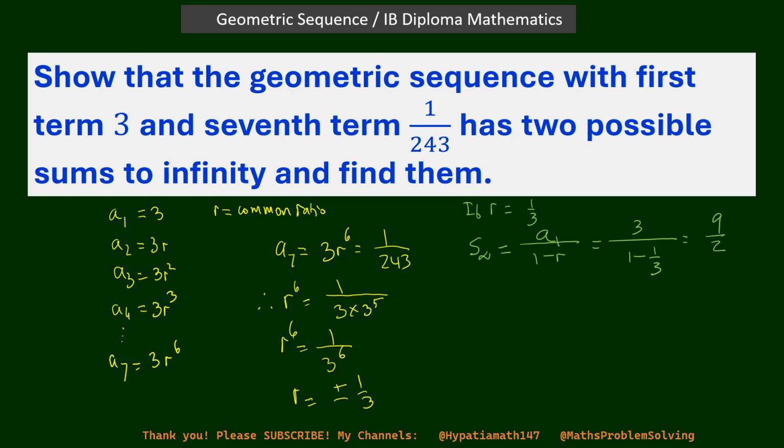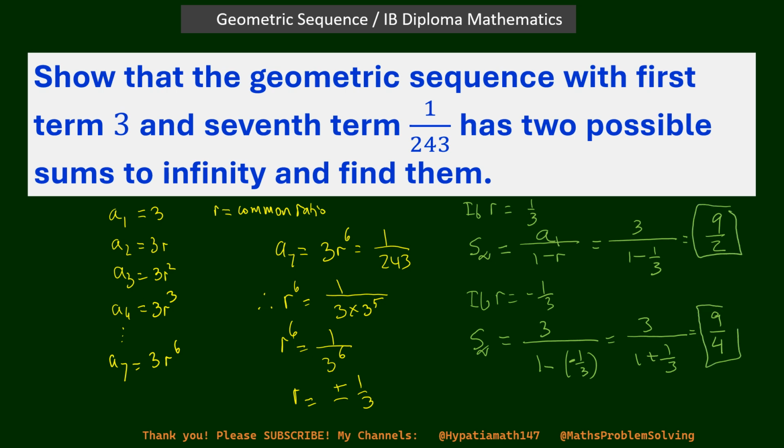So that's one possibility. The other one is if r equals minus 1 out of 3, what would happen? So if r equals minus 1 out of 3, you would get S infinity equals, similarly, 3 divided by 1 minus minus 1 out of 3. So that would be 3 out of 1 plus 1 out of 3, and that equals 3 out of 4 out of 3, so it will be 9 out of 4. So our two answers are 9 out of 2 and 9 out of 4.